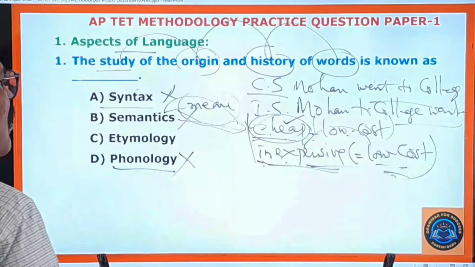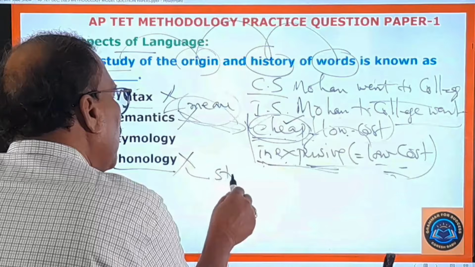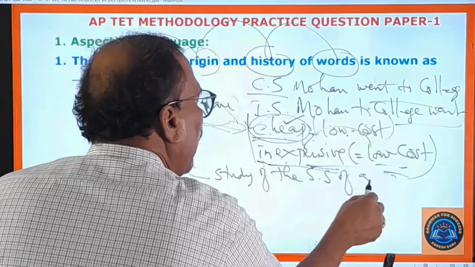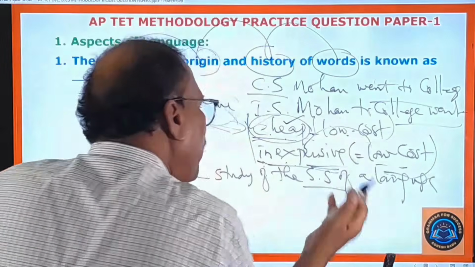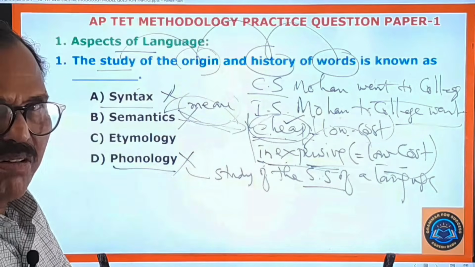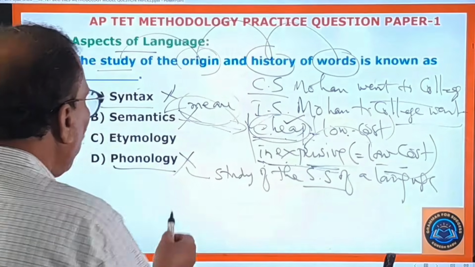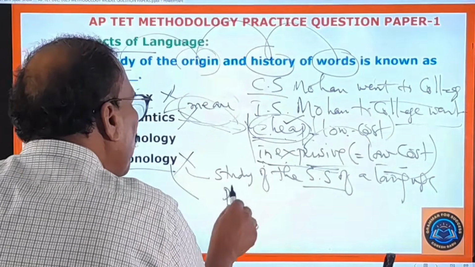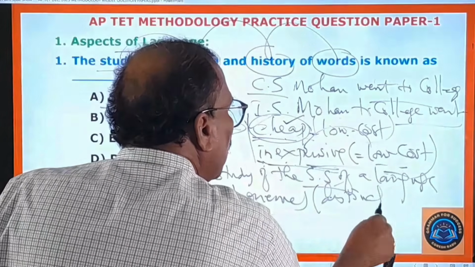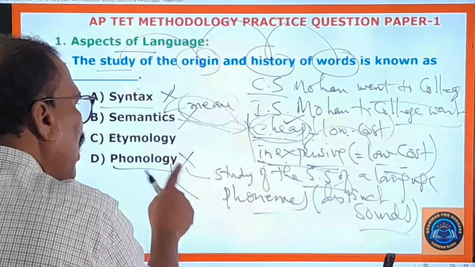Phonology, this is also not the correct option. It is because phonology is what? The study of the sound system of a language. In every language there will be some kind of sound system, vowel sounds, consonantal sounds. Every language is made up of some sound system, and therefore phonology deals with what? Phonemes. Phonemes means distinct sounds. It deals with the phonemes and also how they function.